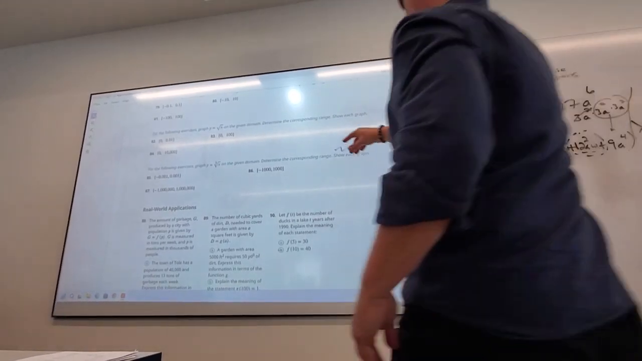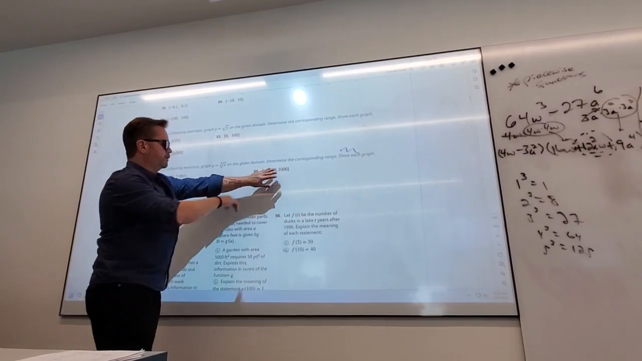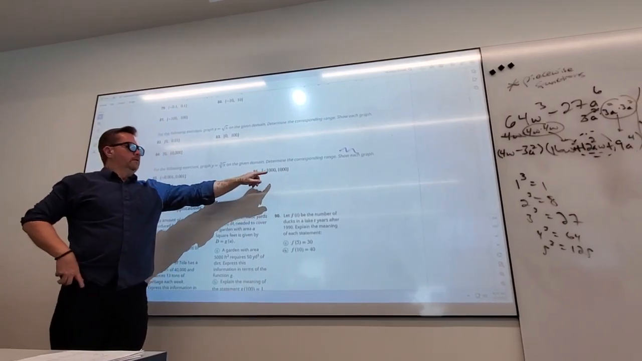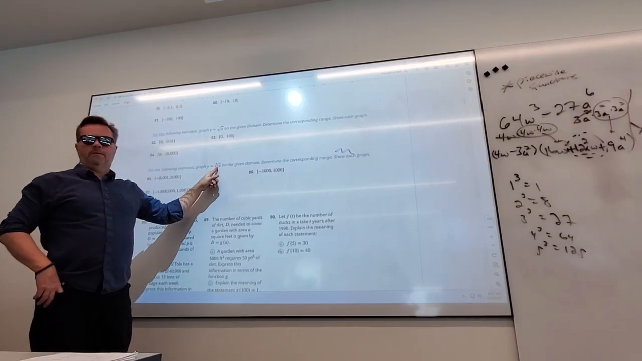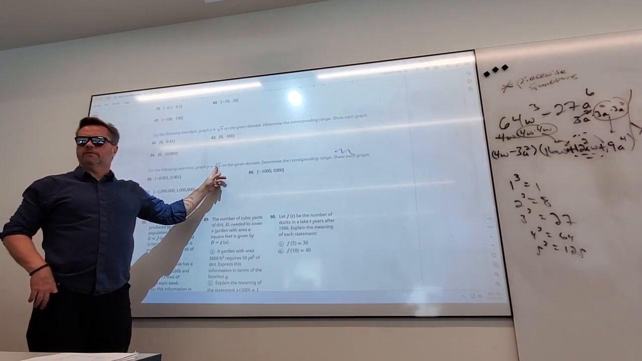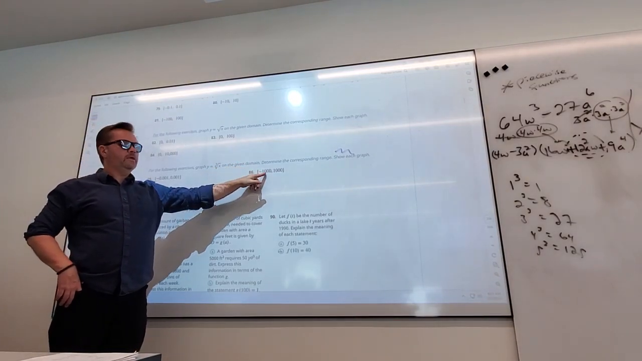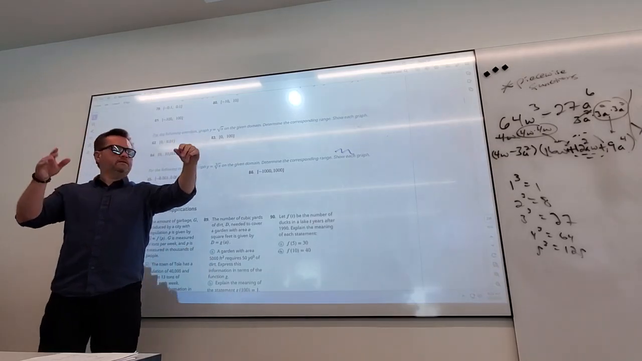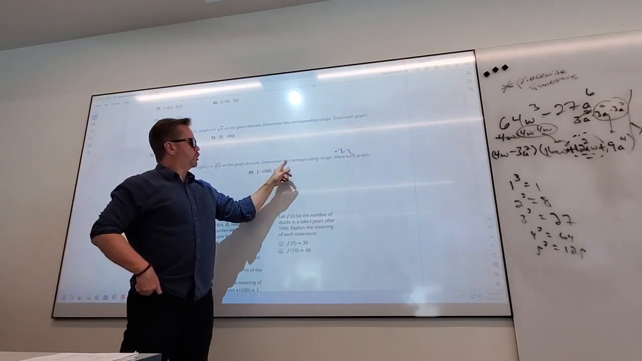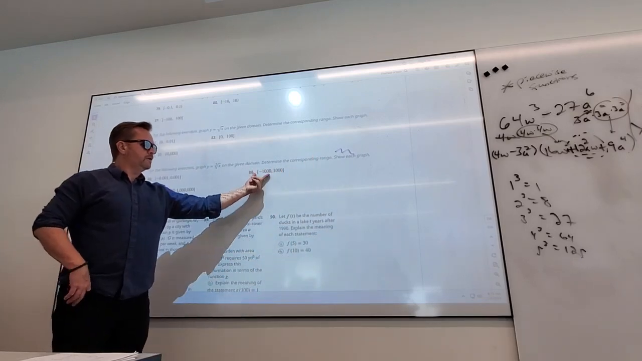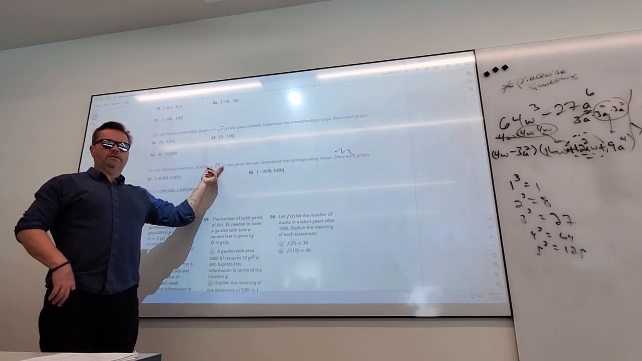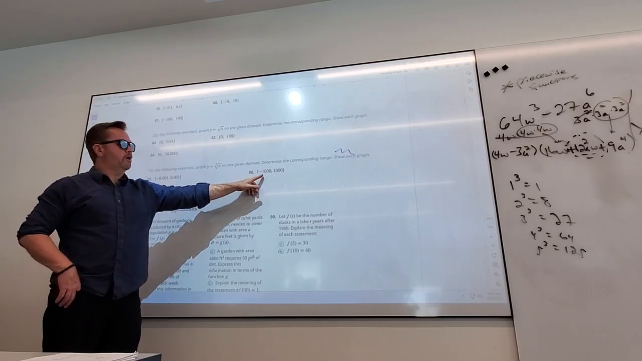Here, let's look at this one real quick. This is maybe a little easier without the decimals. If the lowest input is negative 1,000, do you all agree that that would give me the lowest output? So they're giving me the range for the inputs. This says determine the corresponding range. If I know the lowest input, this function is nice, so I know the lowest output.